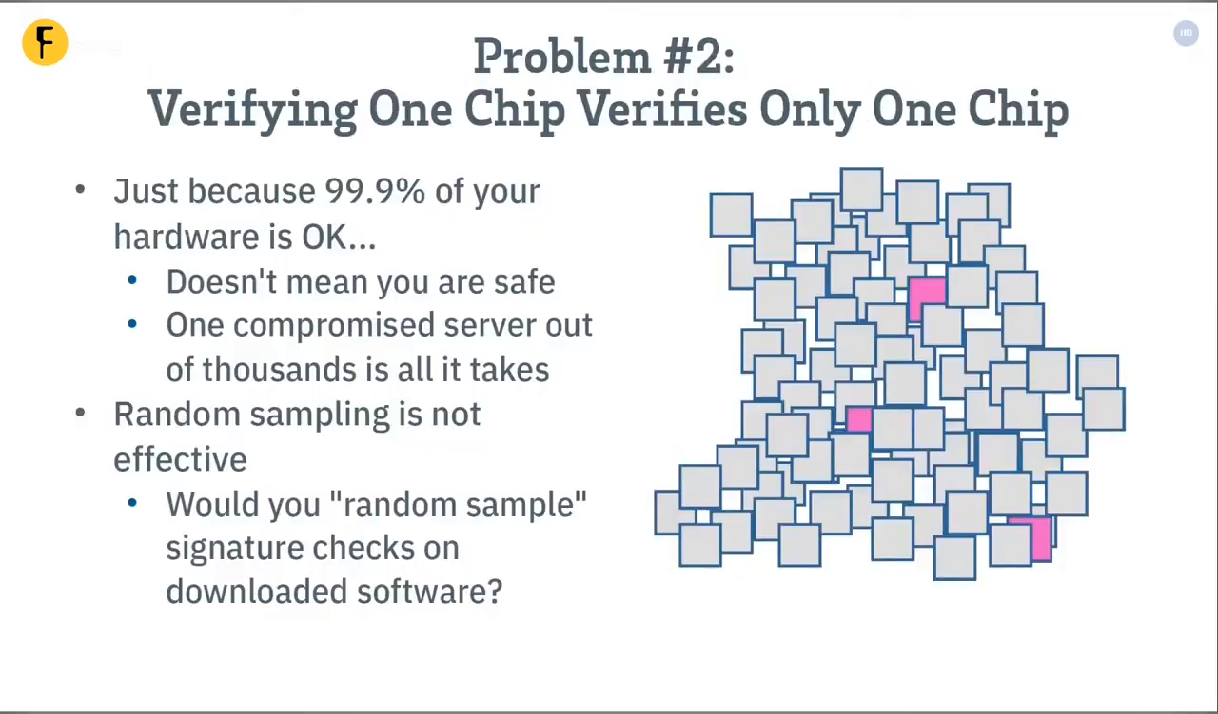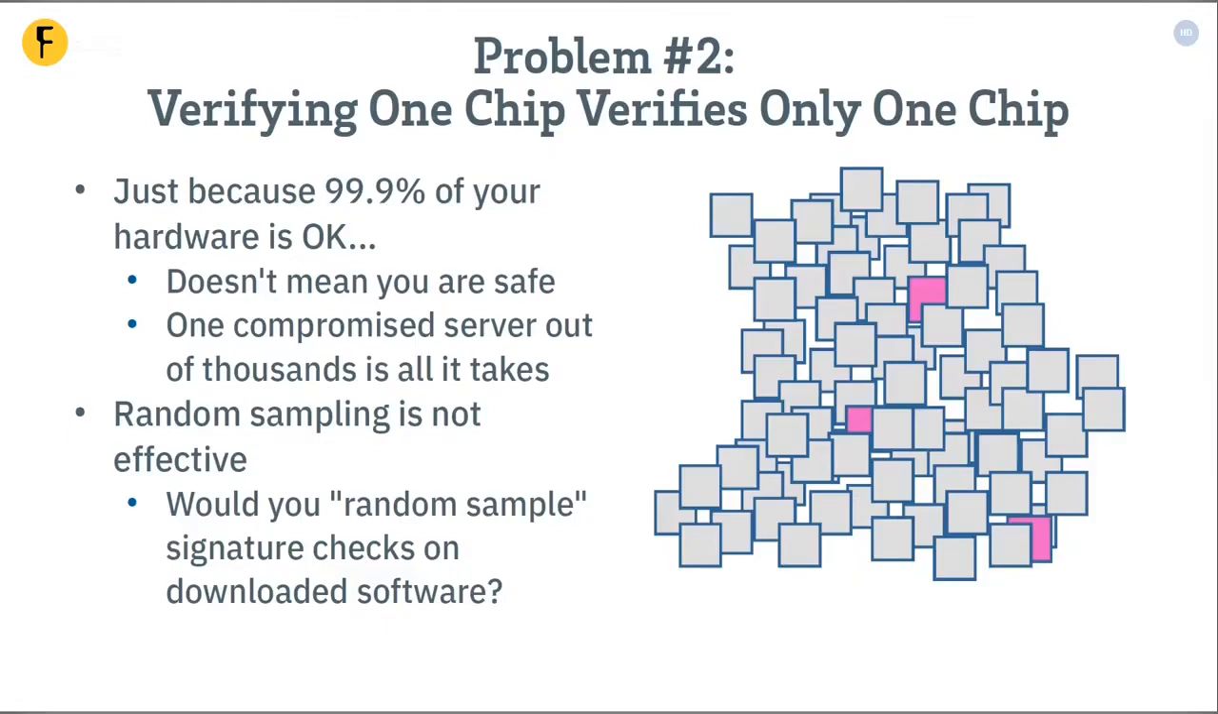The second problem is that checking one chip only checks one chip, right? You wouldn't say, okay, I'm just going to download a file once from the internet and hash check it and say, okay, all the future downloads will be okay, right? But in hardware, people say, well, let's just take samples of chips, take them apart, look on the inside and confirm that there are no implants on this one sample of a chip. It's the exact same problem.